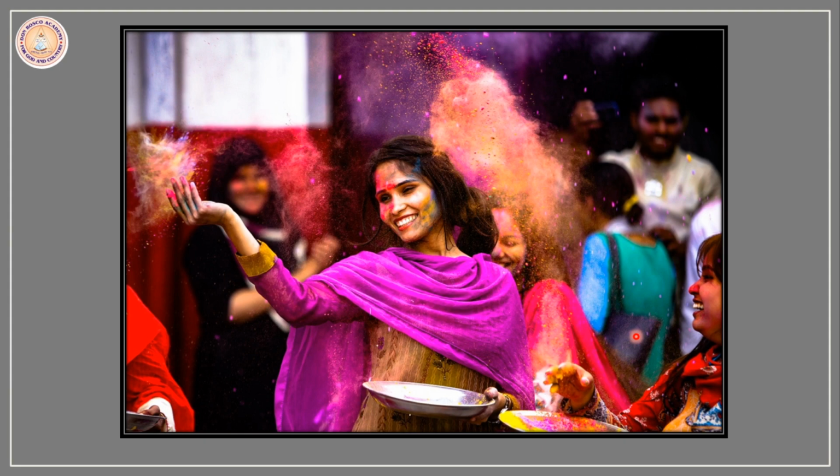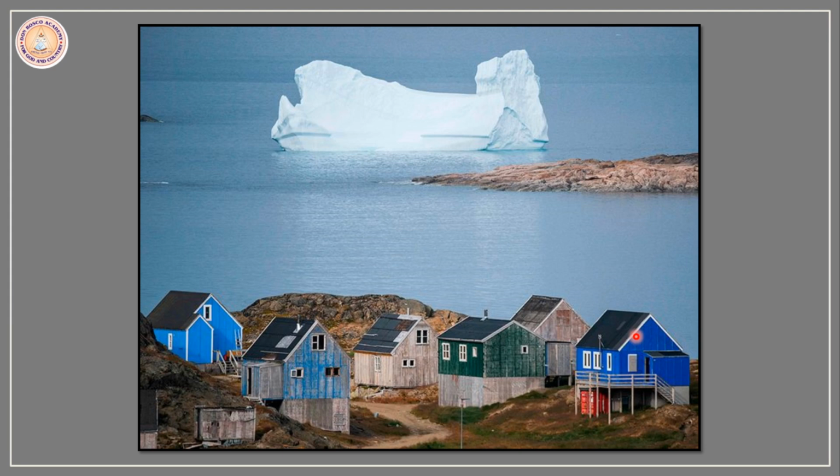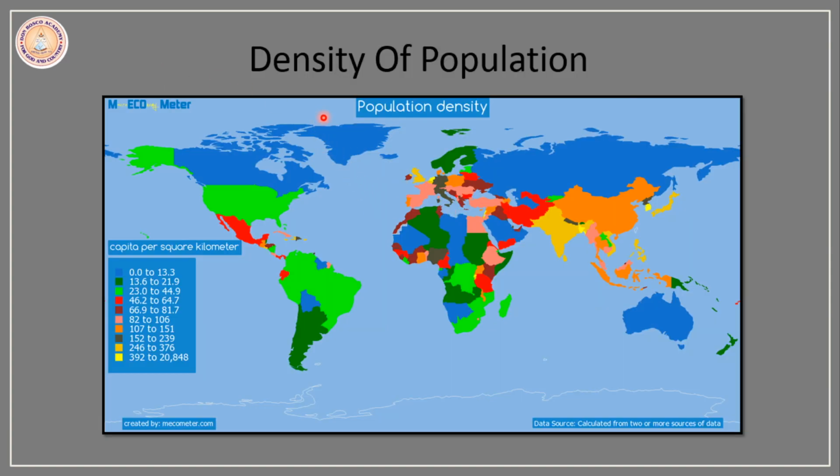Among permanently inhabited territories, the island of Greenland, a territory of Denmark, has the lowest population density. So, the island of Greenland is very large, but it has got the lowest density of population. Look at the map over here, how big the island is. But in spite of it being very big, the density of population is very, very less.